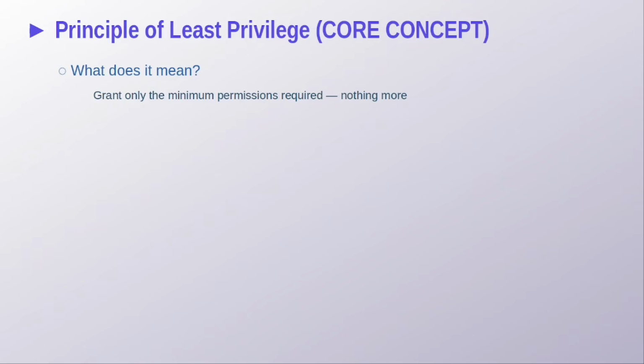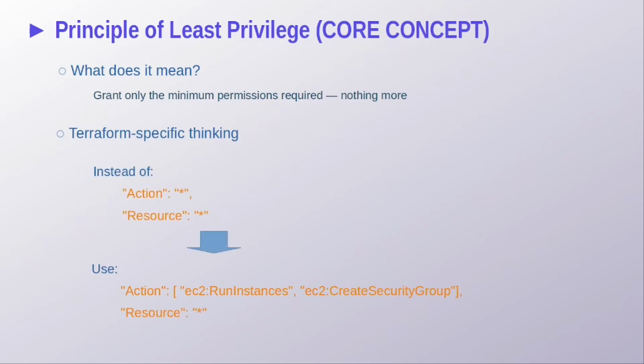Principle of least privilege. What does it mean? Principle of least privilege means grant only the minimum permissions required, nothing more. Terraform-specific thinking: instead of using wildcard actions, use specific actions, and in mature setups we go even further. Scope by service, scope by region, scope by resource ARN.